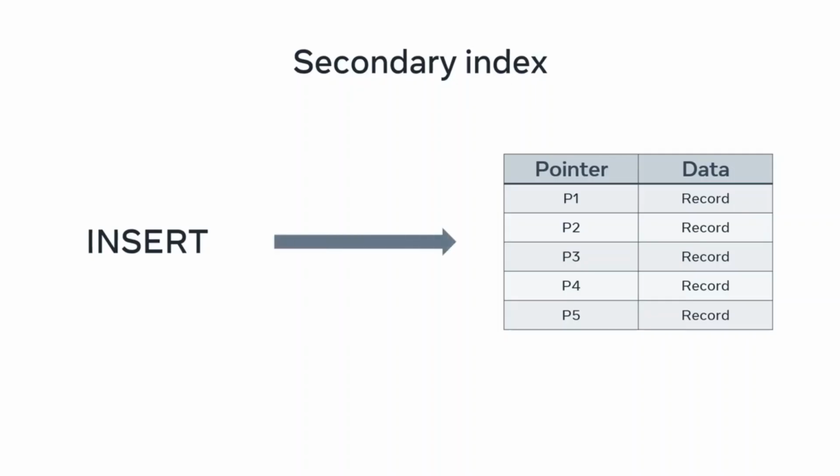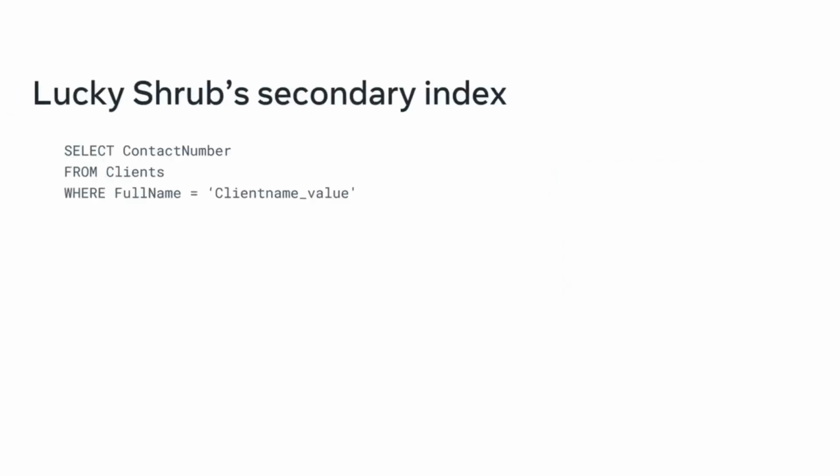An index can be created using one or more columns from a table, but you should only create indexes on columns that you'll frequently perform searches against. This is because when you update or insert data into the table, that same data must also be added to or updated within the index, which takes time. Lucky Shrub can use a secondary index to optimize their SQL Select query. They can create an index on the full name column so that client details can be located faster.